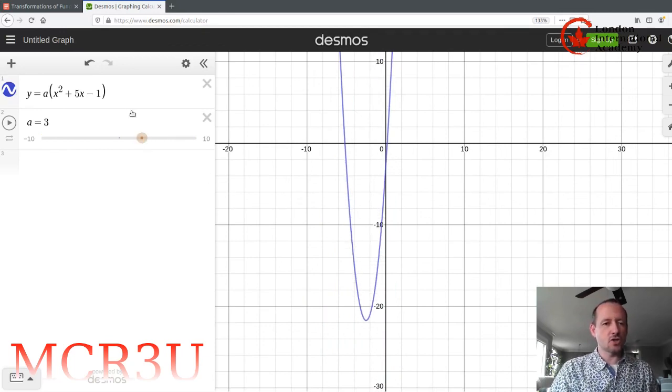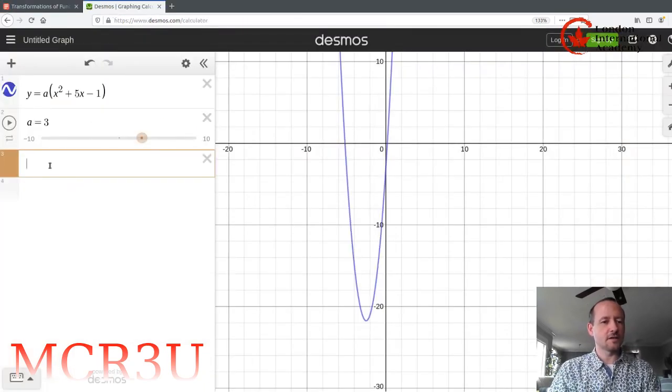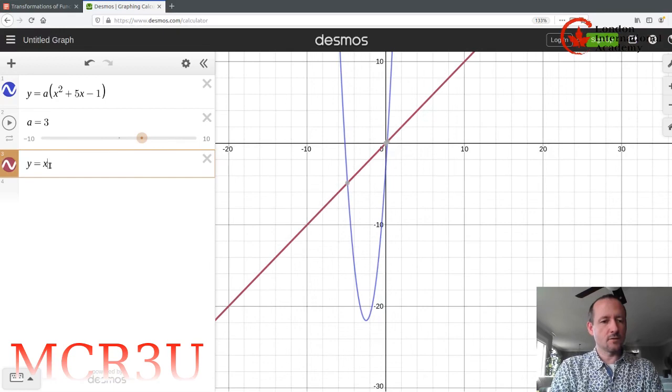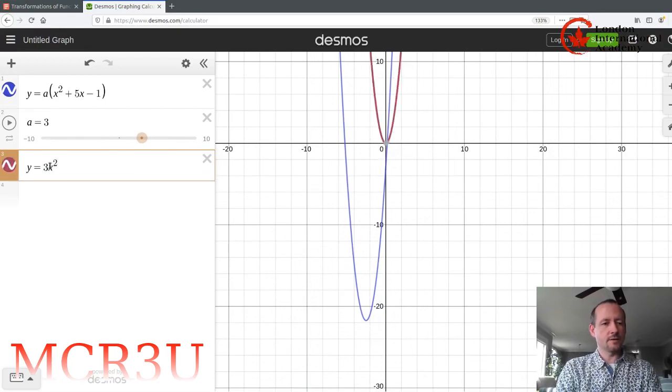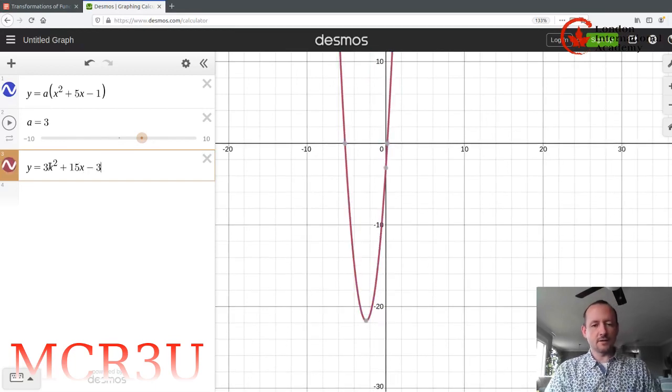stretch. Now, to show that this function is the same as the other one that we had in our document here, we'll try plotting this function now and show that they're actually the same function. So I'll just do y equals 3x squared plus 15x minus 3. And look at that, those two functions are identical.